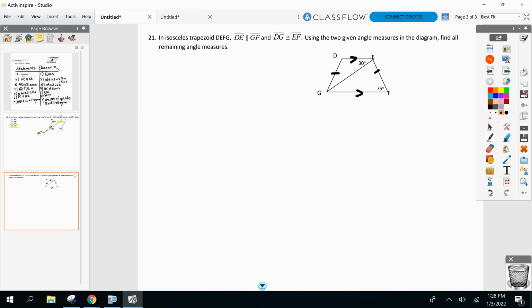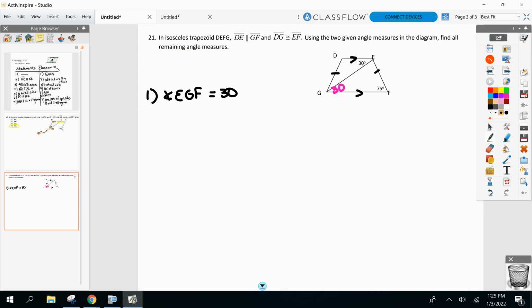Any other ones we could find up here? What's up, Eva? Angle EGF is also 30. Okay, let's start with that one. Angle EGF is also 30 degrees because? Alternate interior angles are congruent. Darn right. I got parallel lines, so I have alternate interior angles. There's the 30.